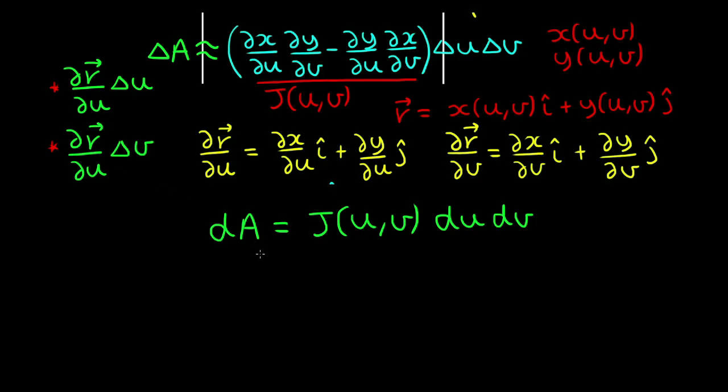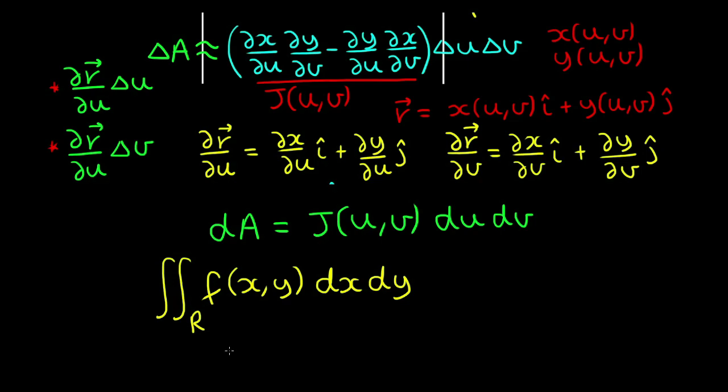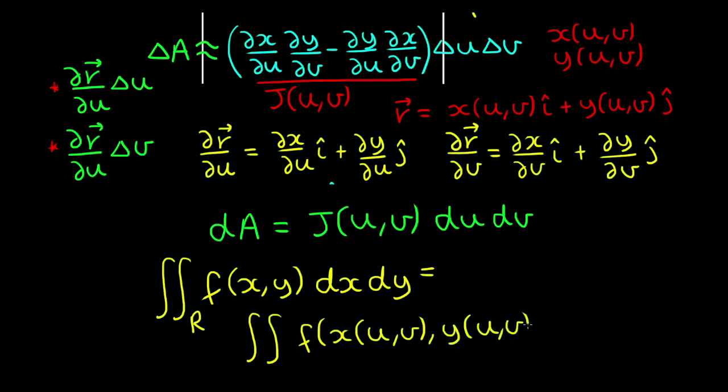So given a continuous function f of x and y, integrated over region R, which we can use an iterated integral to integrate with respect to x and y, that's equal to the double integral of our function of x, which is a function of the parameters u and v, and y, being also a function of u and v, multiplied by the absolute value of the Jacobian of the transformation, integrated over the area of region P. So with respect to u and v.